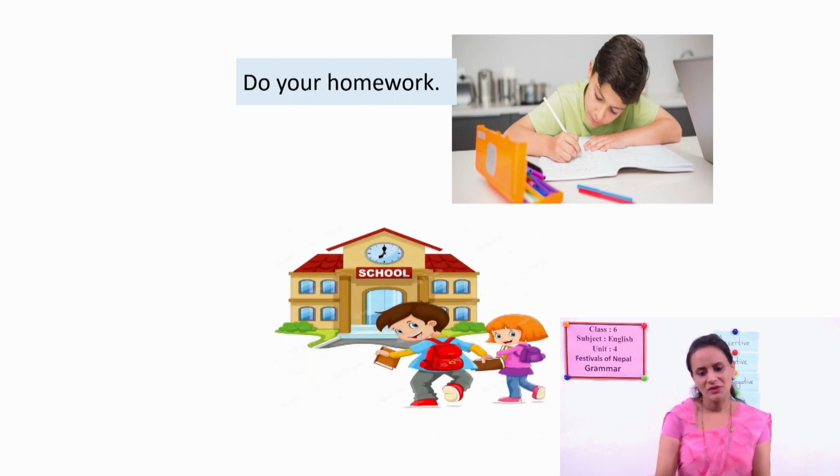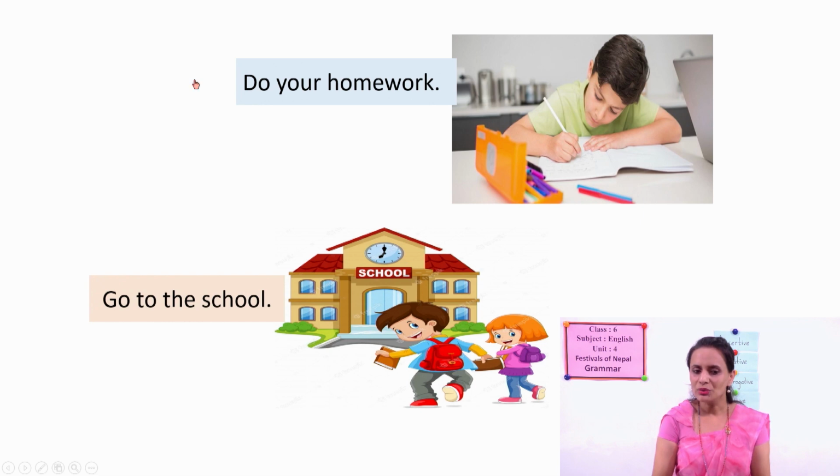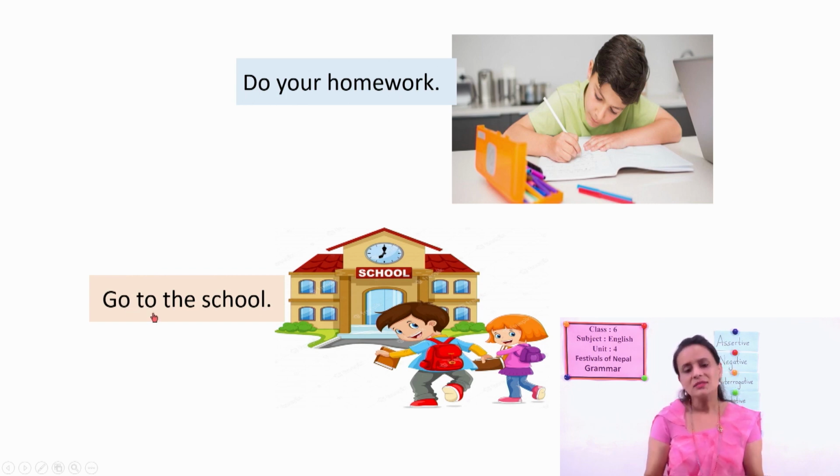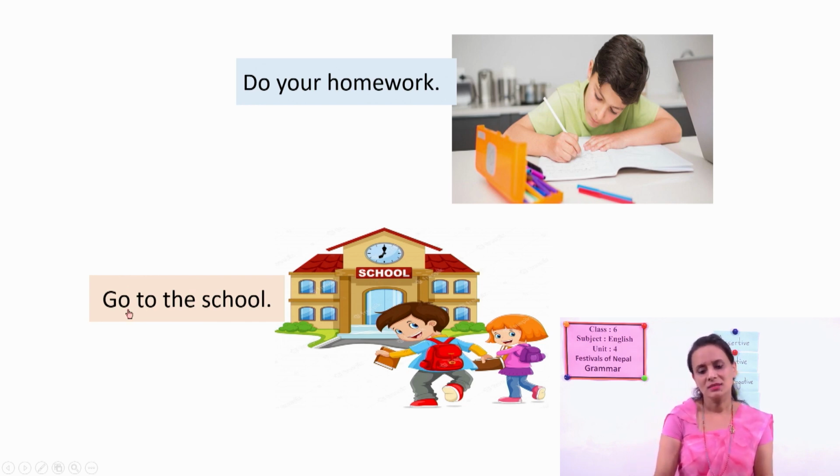Now, what do you see here in this picture? What are you telling here? Go to the school. Go to the school is also an imperative sentence. How? Because someone is telling them, go to the school, and they are going to the school. It is a verb at the first, isn't it? Go is the verb.